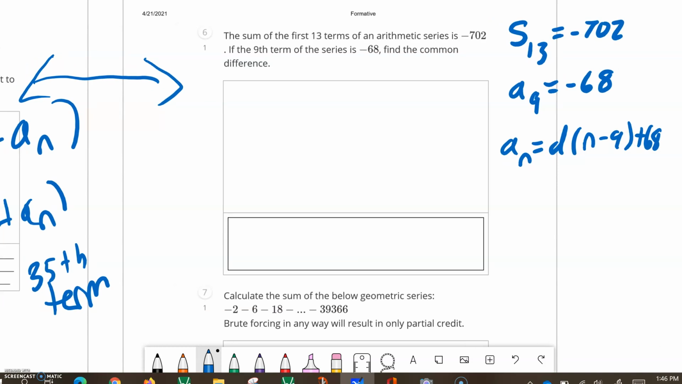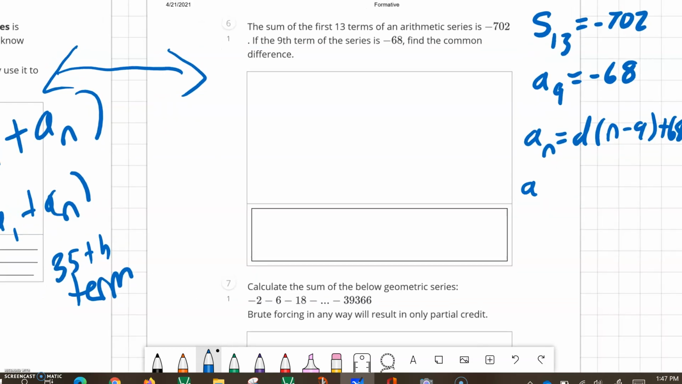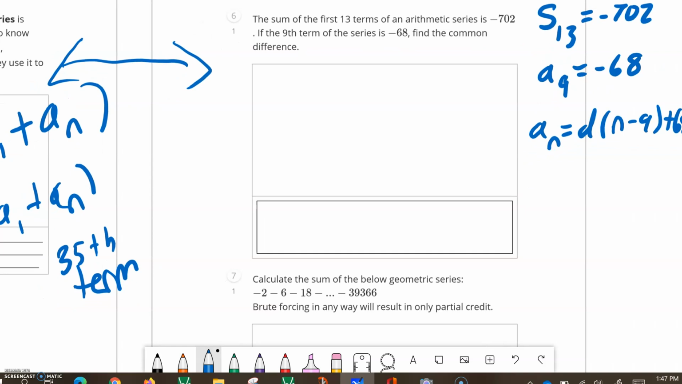The summation, we know what it is. It's negative 702. But again, the summation formula for a finite arithmetic series, which I'll call S sub 13, is going to equal 13 divided by 2 times the first term plus the 13th term. But I don't know what the 13th term actually is. But I do know what the first term and the 13th should add up to be. So let me just rewrite it really quick, because what I'll do is I'll just divide by 6.5. That's what 13 over 2 is.